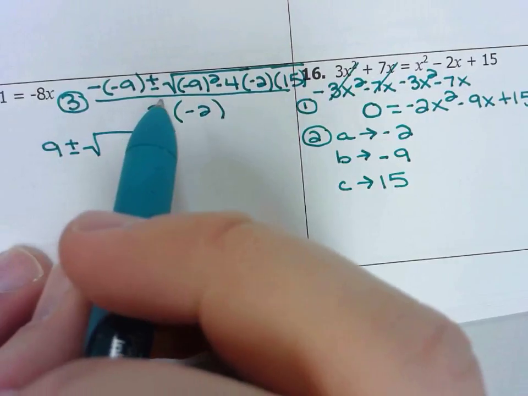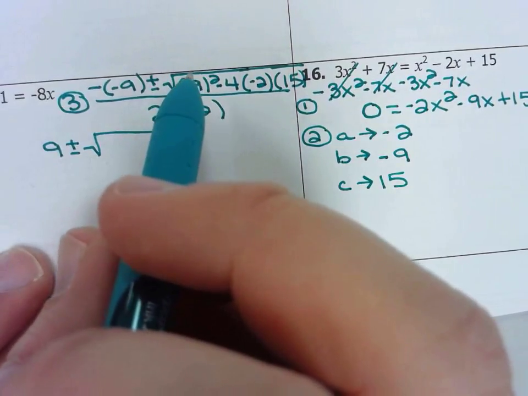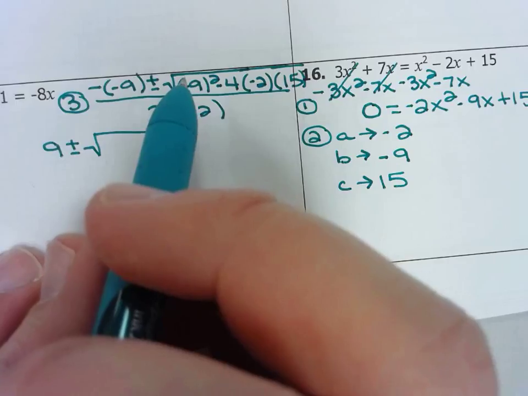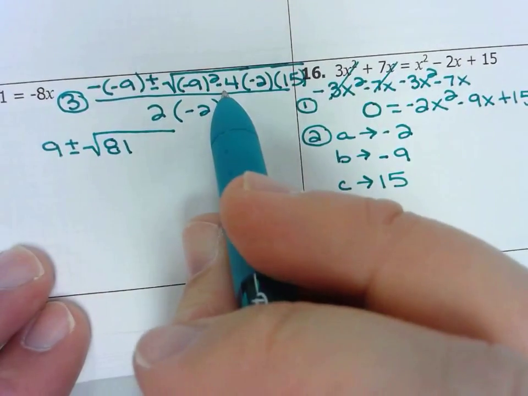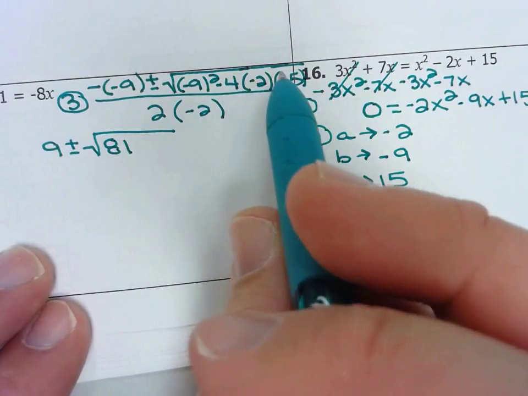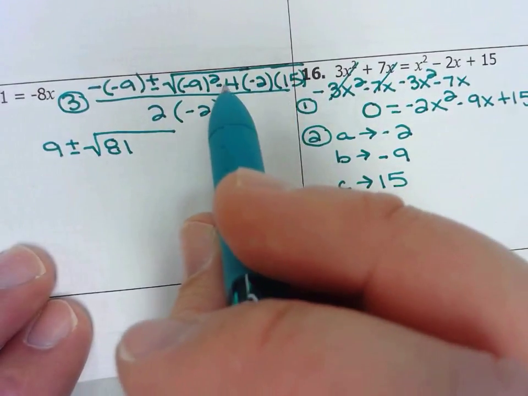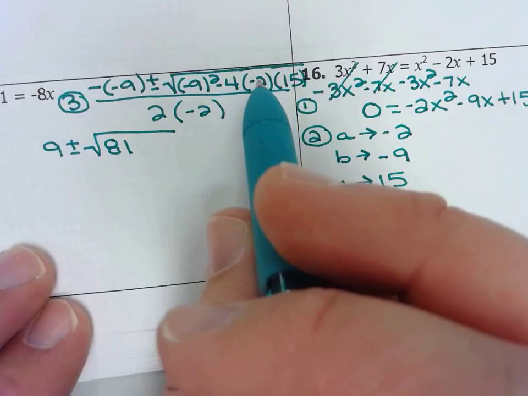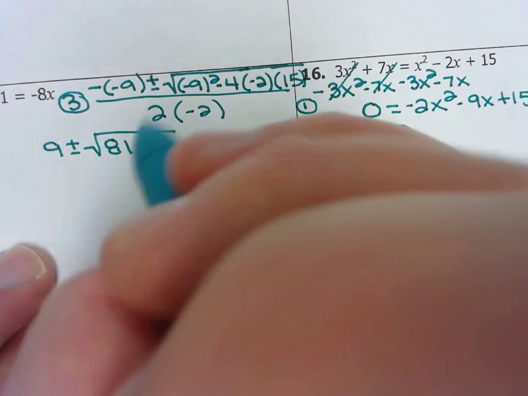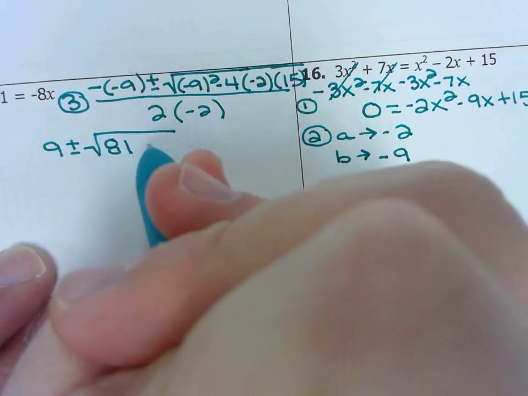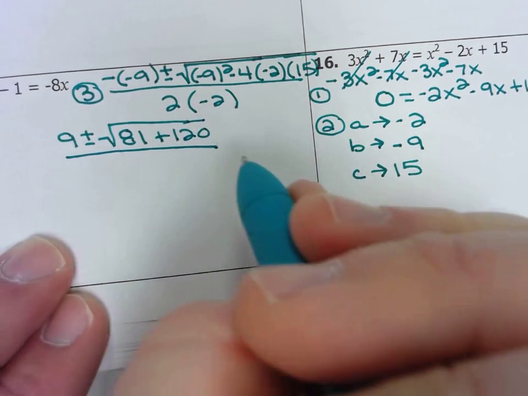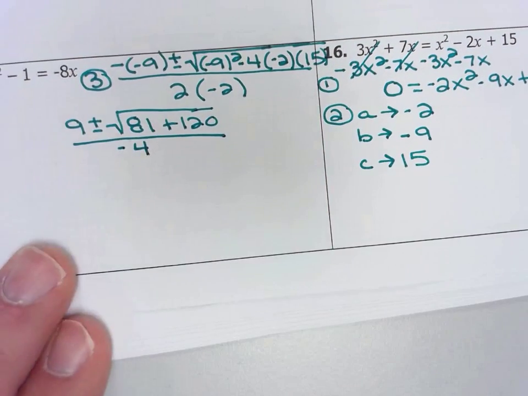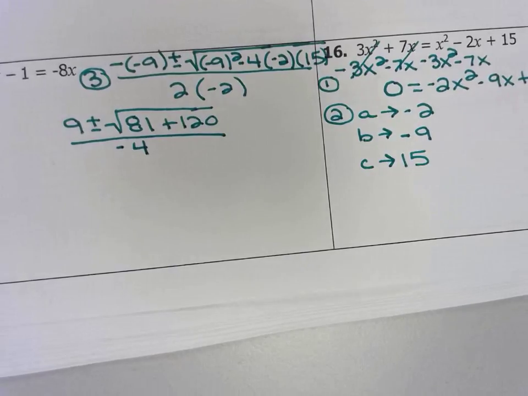We're just going left to right. What's -9 squared? 81, positive 81. And then use your calculator. -4 times -2 times 15. So what's -4 times -2 times 15? What is it? 120. All over what? -4. You guys can do this. I know it's overwhelming because there's lots of stuff. Go with each little part and plug it in your calculator.